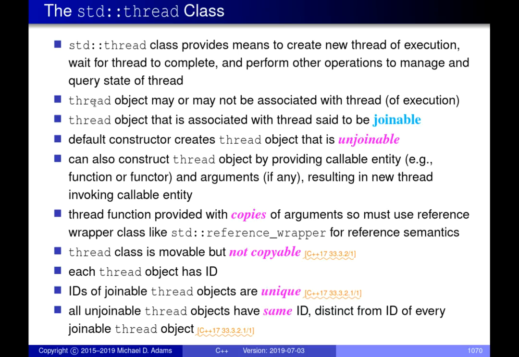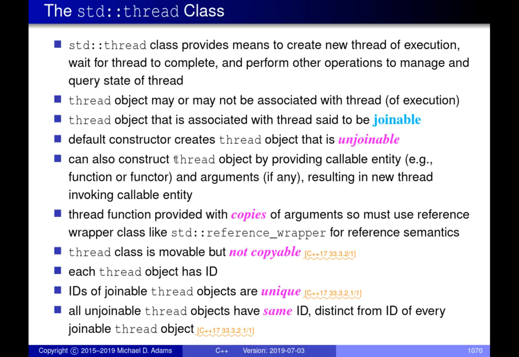These two states are basically referred to as joinable and unjoinable. If a thread is actually associated with a thread of execution, it's called joinable. Otherwise, it's referred to as unjoinable. The default constructor, if you default construct a thread, will create an unjoinable thread. It creates a thread that's not actually associated with any thread of execution. There's not any executing code associated with it. It's like a placeholder that you could later fill in with something that would correspond to a running thread of execution.